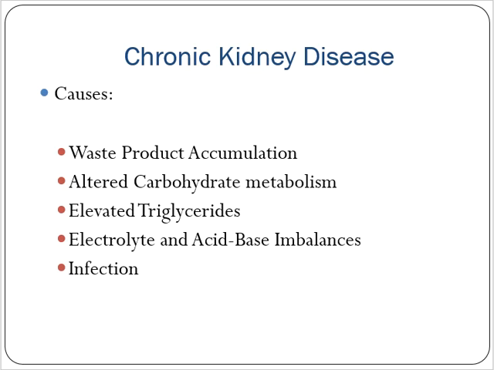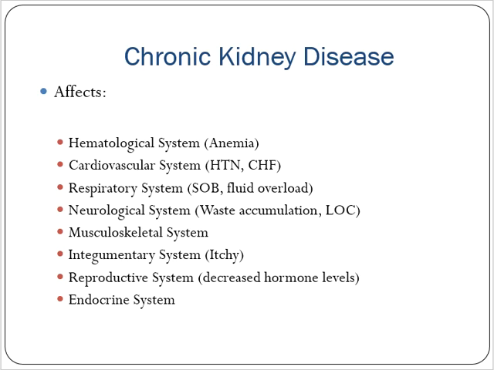The effects are quite systemic, meaning it really does affect our entire body. It affects our hematological system because of anemia, and remember, the anemia is related to the erythropoietin production. The cardiovascular system, we start to see hypertension and congestive heart failure as fluid starts to build up. In the respiratory system, we see shortness of breath and fluid overload. Due to the amount of waste accumulation in the blood, the neurological system is affected and our level of consciousness is altered. The musculoskeletal system, integumentary system, reproductive system, and endocrine systems are also all systems that have changes associated with chronic kidney disease.